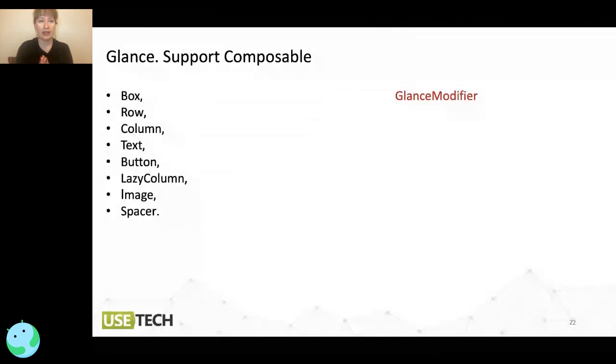So Glance supports different composable functions such as Box, Row, Column, Text, Button, LazyColumn, Image, and Spacer. In most cases, it's enough to create a basic UI. And of course, to work with composables, you have to use different modifiers, but they are special Glance modifiers. They are not Compose modifiers, they are Glance modifiers.